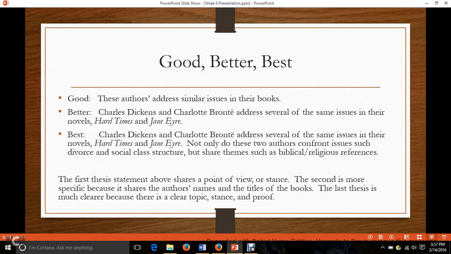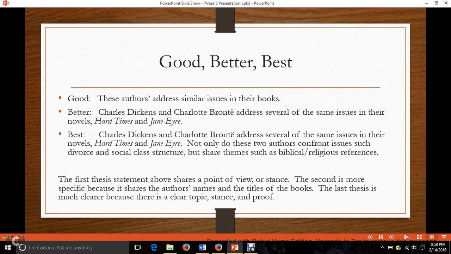So let's look at some examples. So a good thesis statement might say, the authors address similar issues in their books. A better thesis statement would say, Charles Dickens and Charlotte Bronte address several of the same issues in their novels, Hard Times and Jane Eyre. The reason why this is better, obviously, is that we know who the authors are and what works you're comparing. And it shows that they have the same issues. Okay, so we have an element that shows that we're going to compare these two works. So it has somewhat of the purpose of the essay involved in the thesis statement.